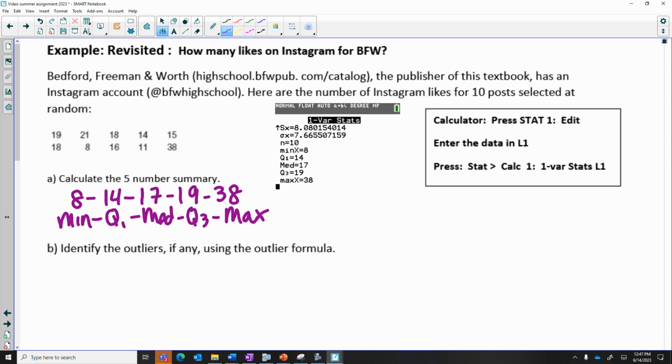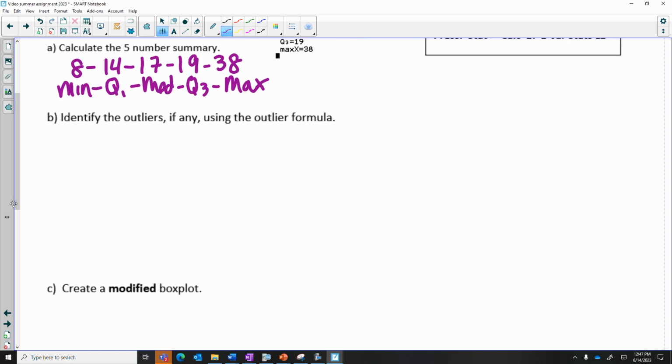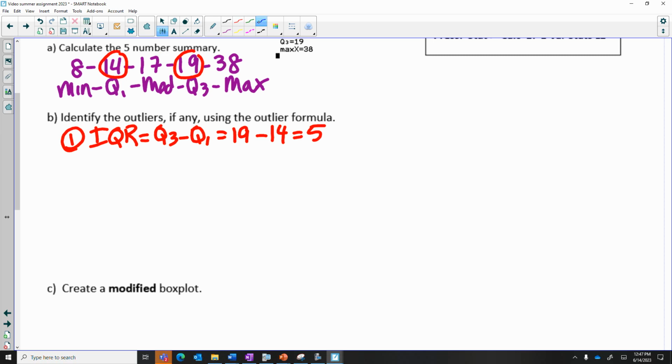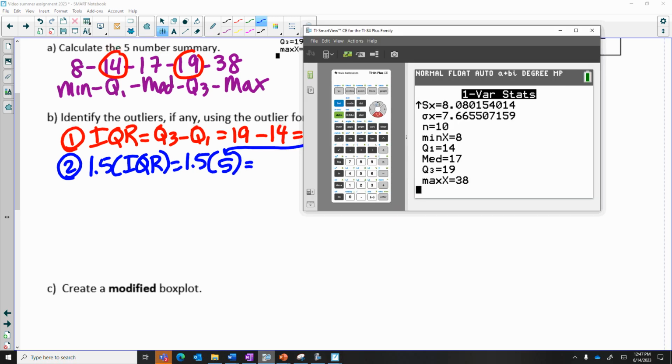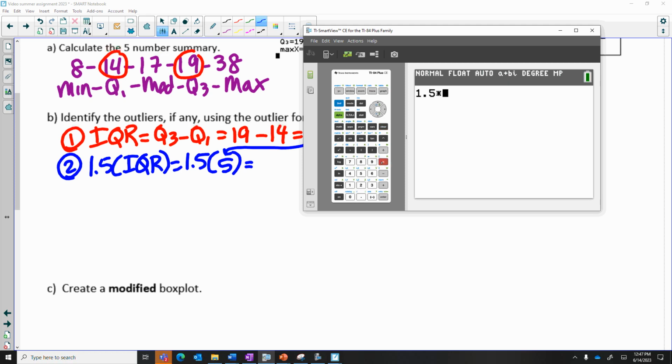So here we go. Step 1, we're going to find the IQR. To find the IQR, we're going to do Q3 minus Q1. So do 19 minus 14, and we get 5. Step 2, we're going to do 1.5 times the IQR. So we're going to do 1.5 times 5. If you need to, do it in your calculator, like me. 1.5 times 5 is 7.5.